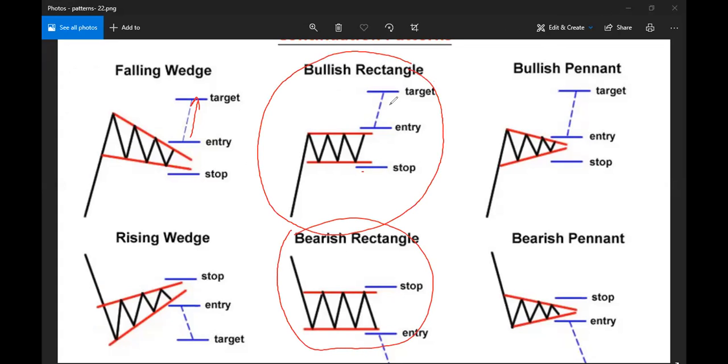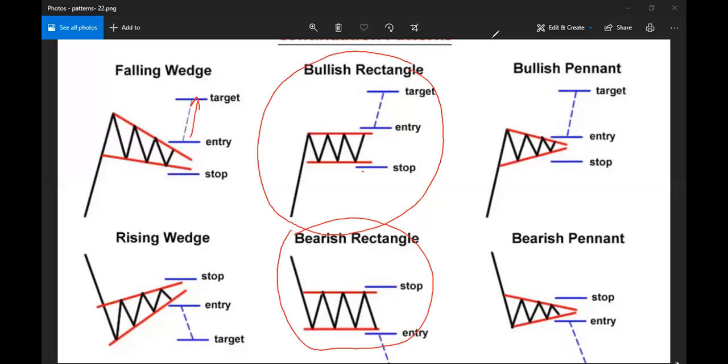These are also what? Continuation patterns, either in an uptrend or a downtrend. Now the bullish rectangle, just like the way it is, you see the market forming a rectangle in an uptrend. So the bullish rectangle is a continuation pattern in an uptrend. So if you're taking note, put it that way.